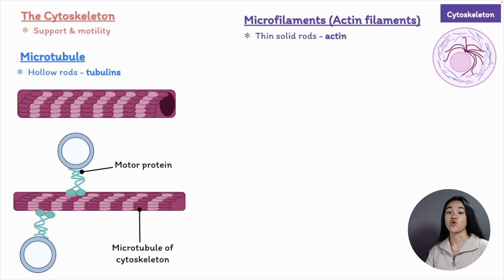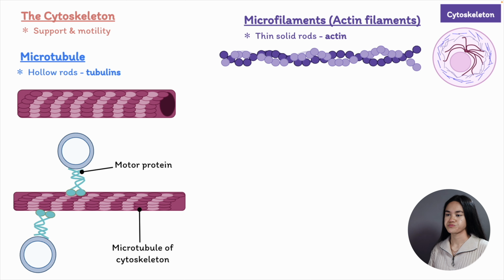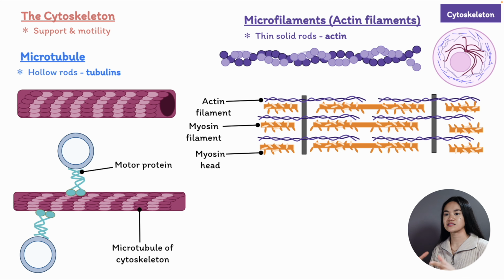The next type of fiber are microfilaments or actin filaments. They are present in all eukaryotic cells. These are thin solid rods, and the reason why they are called actin filaments is because they are made from molecules of actin, which is a globular protein. Microfilaments function in muscle contraction. Thousands of actin filaments and thicker filaments made up of a protein called myosin interact. Okay, so this right here. Okay, so that's actin filaments.